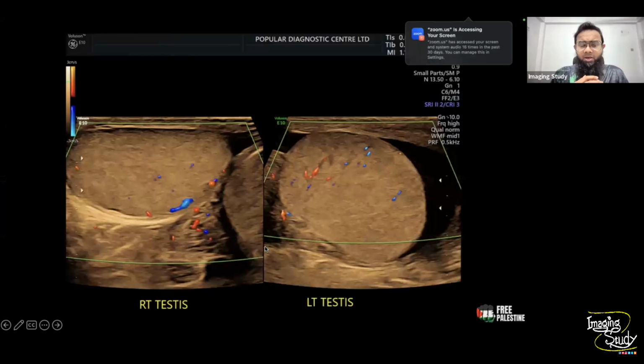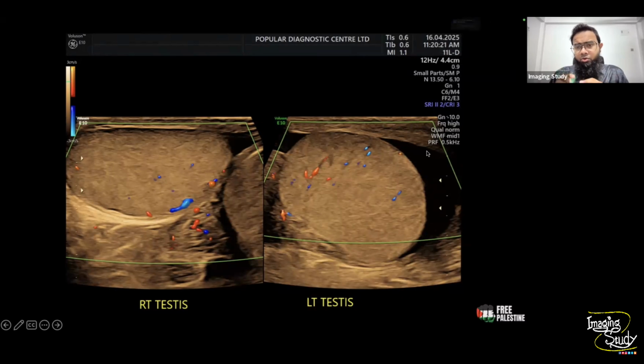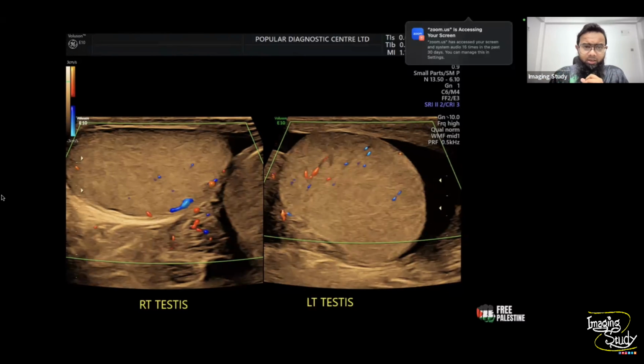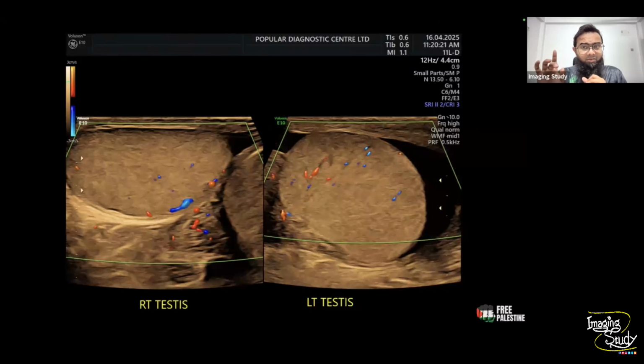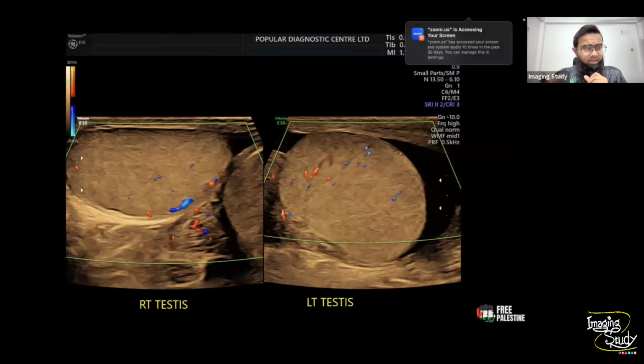So let's jump into the Doppler. After putting the Doppler, we were a little bit confused. Now you can see the right and left testis with similar PRF settings look quite normal for the vascularity. This vascularity is normal for a testis with a very hypovascular appearance, and the left one looks quite similar. You can see some vascularity here. So it doesn't look like a case of torsion. Now, that is the confusion that started just looking at this image.